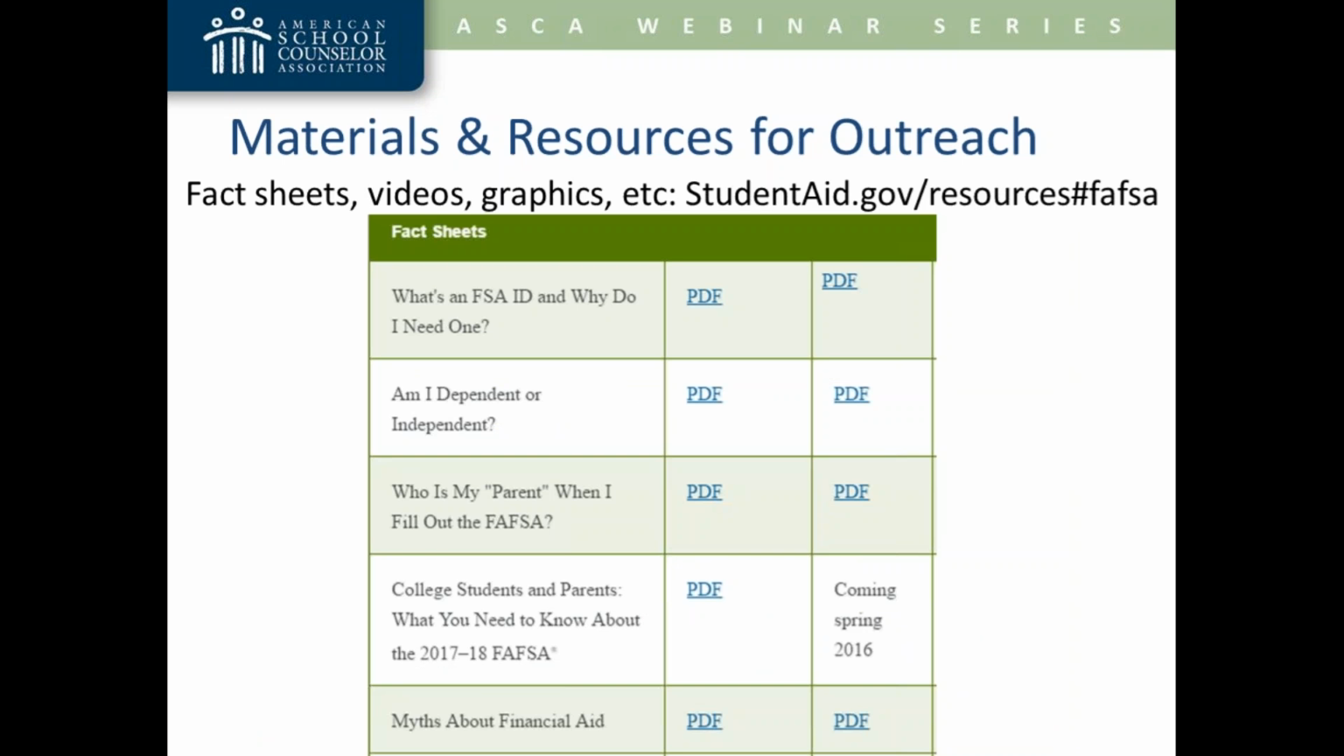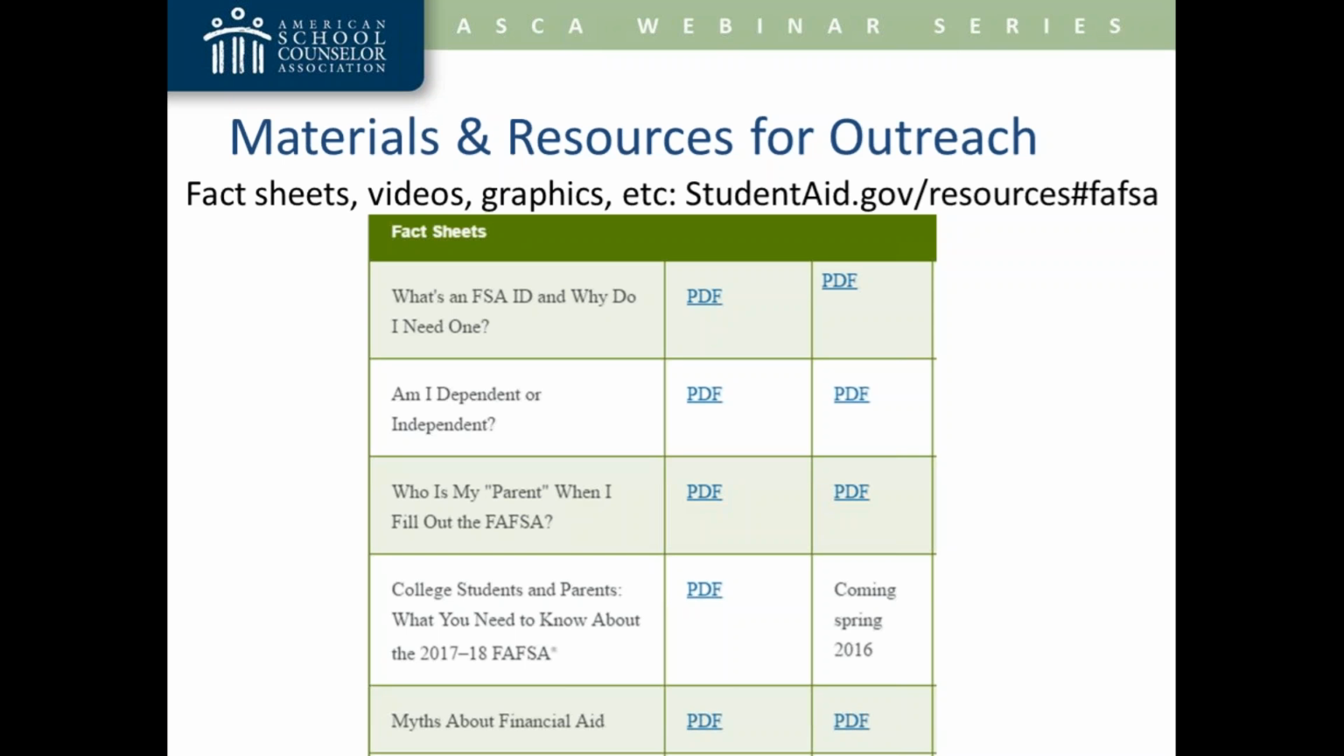If you go to studentaid.gov/resources, in the FAFSA section of that page, you'll find a number of items: fact sheets, booklets, videos, infographics, all about the FAFSA. This is just a selection of some of what we have available. You'll see that there's one here called College Students and Parents: What You Need to Know About the 17-18 FAFSA. That's one that talks specifically about the changes for this year. You can see this is an old snip because we still have something next to it that says the Spanish version is coming spring of 2016.